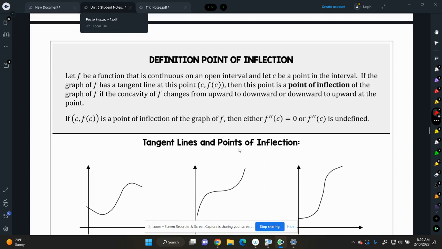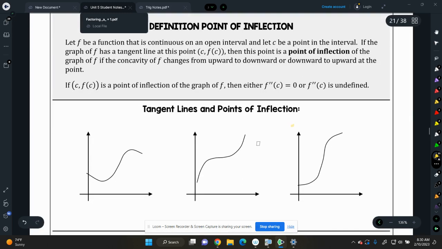Definition of points of inflection. F is continuous on the open interval. Let C be a point of inflection. If the graph of f has a tangent line at this point, then this is a point of inflection of the graph of f if the concavity changes from upward to downward or downward to upward. Okay, complicated way of saying a point of inflection is where the concavity changes.